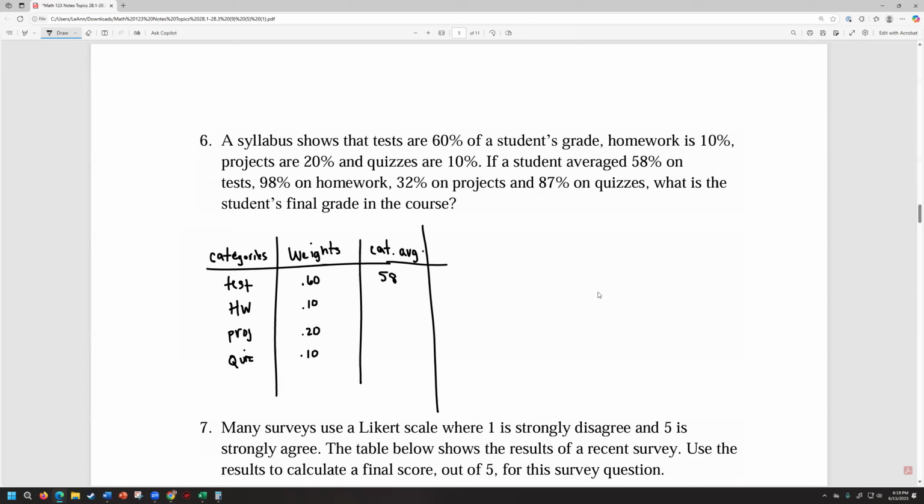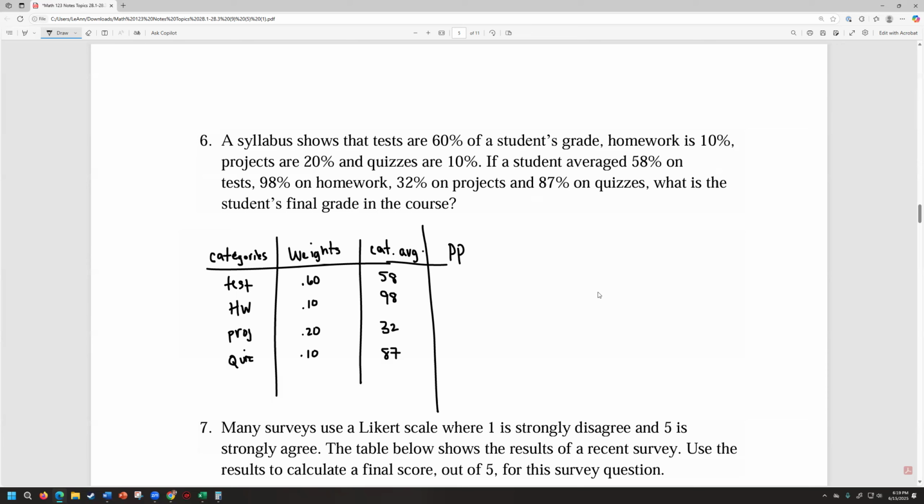We're just going to write it as 58. We do not convert these to decimal form. This is how many points out of 100 essentially that student averaged in that category. So these are like our points. Okay, so we got 58 and then we had 98. So they did really good in homework. Maybe they didn't do one of their projects. That's the only way I could think you'd have such a low percentage on projects. And then 87% on quizzes.